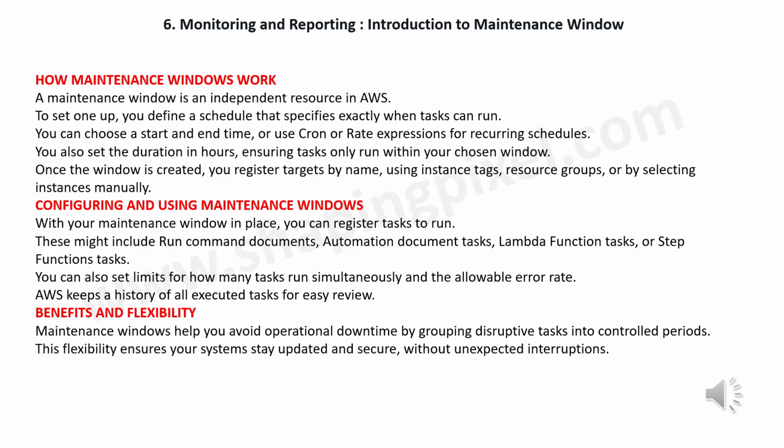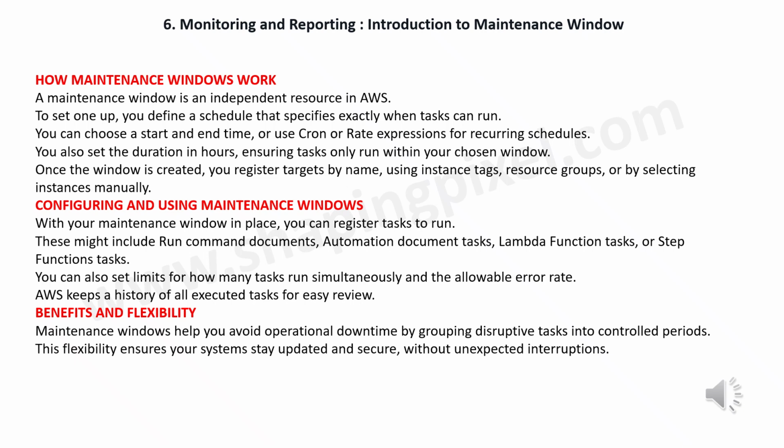To set one up, you define a schedule that specifies exactly when tasks can run. You can choose a start and end time, or use cron or rate expressions for recurring schedules. You also set the duration in hours, ensuring tasks only run within your chosen window. Once the window is created, you register targets by name, using instance tags, resource groups, or by selecting instances manually.